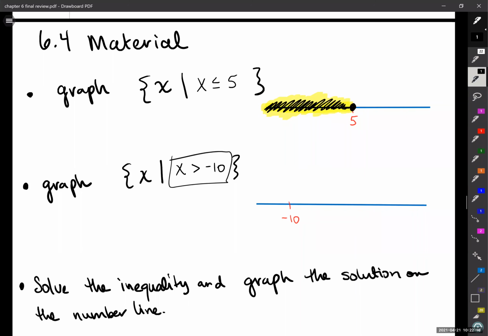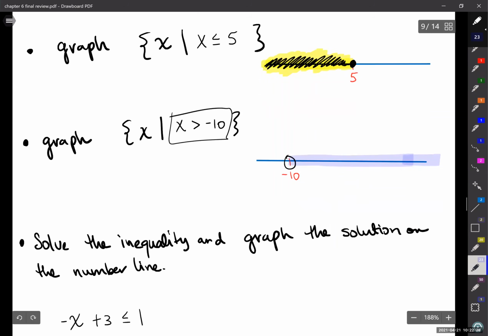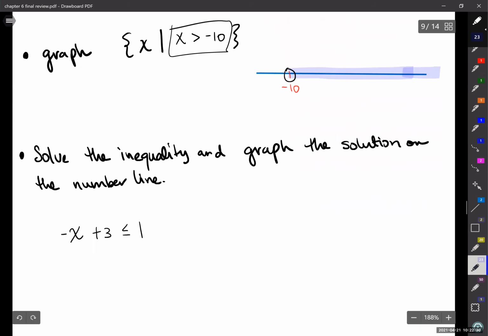So for greater, we want to be to the right. So we're going to do an open circle because it's not or equal to. And then we'll shade to the right of -10. So that's just representing the graph of the inequality.